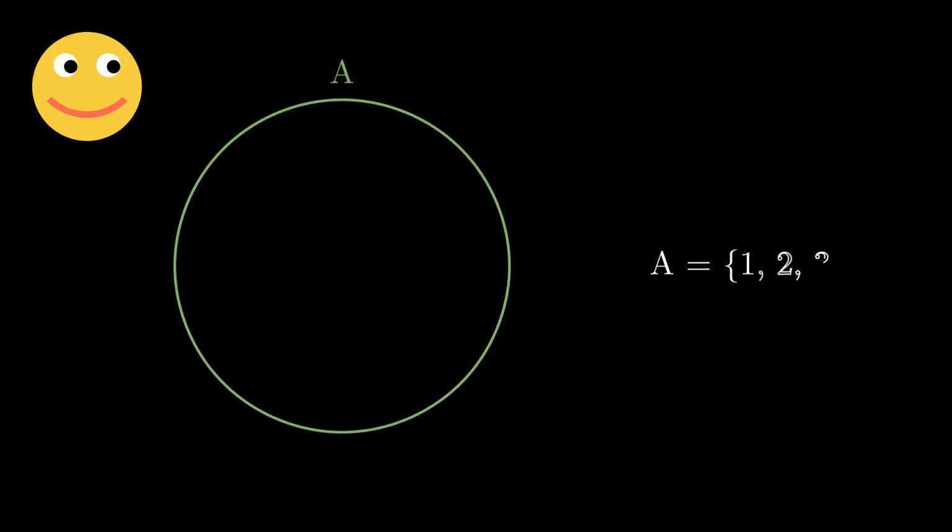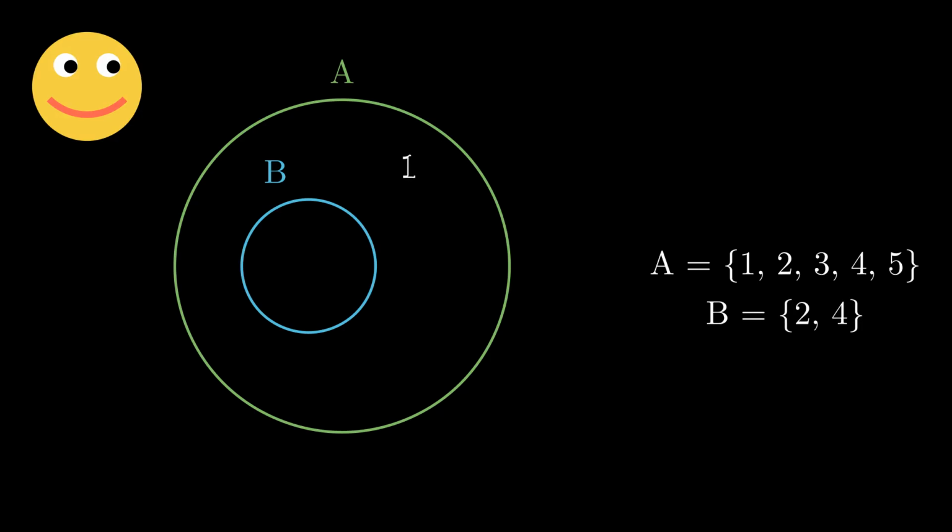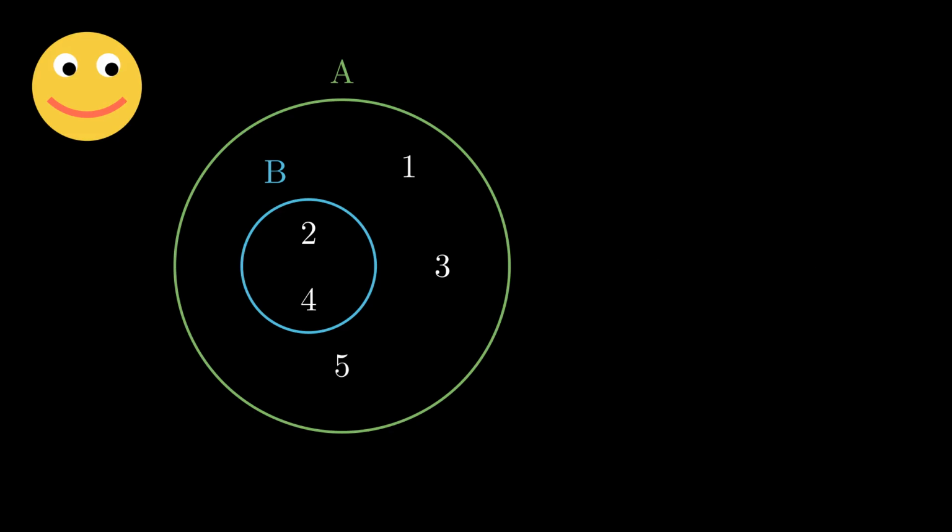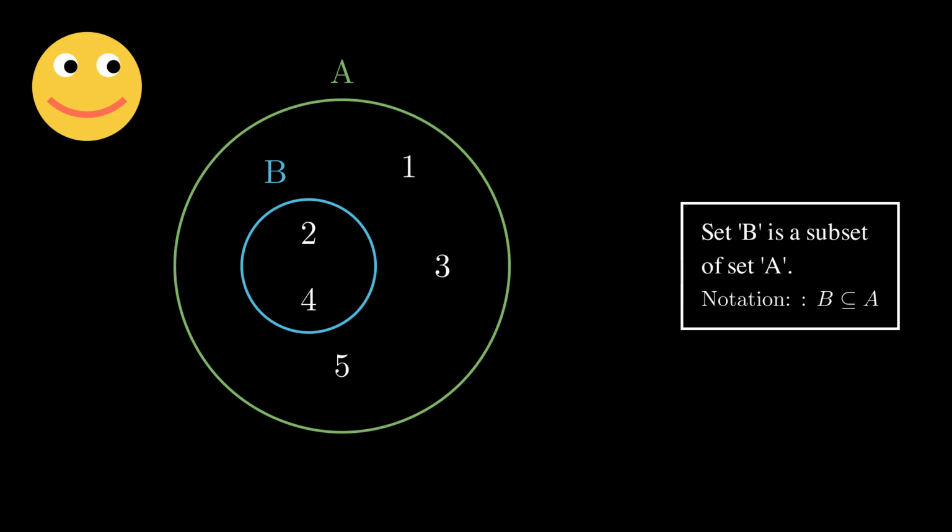Let's continue exploring. Let's look at 2 sets, which we call set A and set B. The elements of set A are 1, 2, 3, 4, and 5. The elements of set B are the even numbers, which are 2 and 4. Every element of set B can be found in set A. We can call set B a subset of set A. This means that whatever belongs to set B also belongs to set A. The subset relationship is represented by a rotated U symbol with an equal sign underneath.